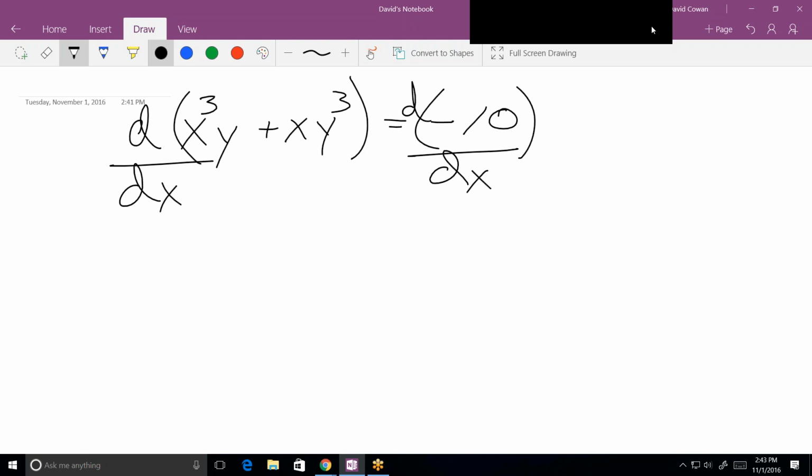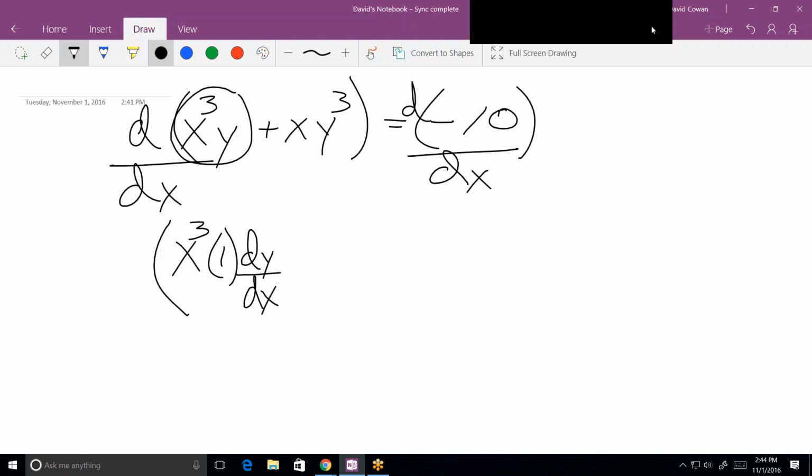So let's go through an example. I get to this problem here, and the first thing I realize is I've got to use the product rule. In other words, that's a product. The product rule says I'm going to take the first term, multiply by the derivative of the second term. And since I just took the derivative of y, and y isn't x, I have to follow it with a dy dx.